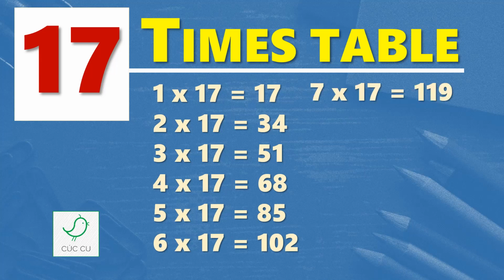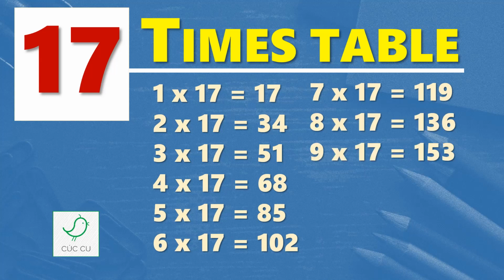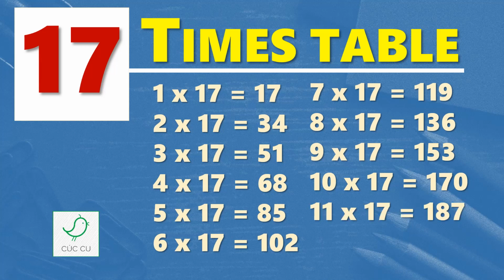7 times 17 are 119. 8 times 17 are 136. 9 times 17 are 153. 10 times 17 are 170. 11 times 17 are 187. 12 times 17 are 204.